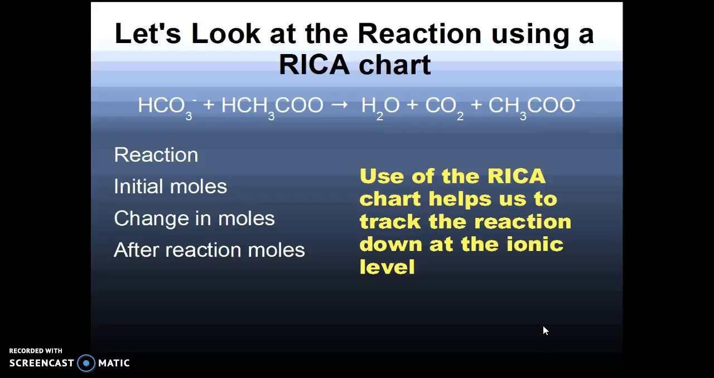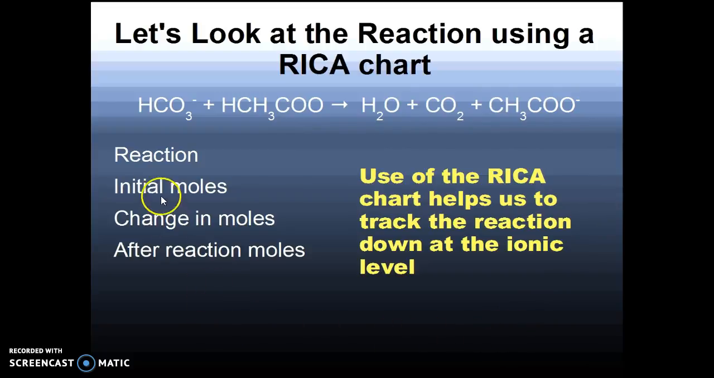Use of a RICA chart will help us to track the reaction at the ionic level as we add each milliliter of acetic acid. Here's our chemical reaction, and you can see that all the coefficients are 1. The hydrogen carbonate and the acetic acid react 1 to 1, producing 1 mole of water and 1 mole of carbon dioxide per mole of the hydrogen carbonate and acetic acid, and leaving 1 mole of acetate ions.